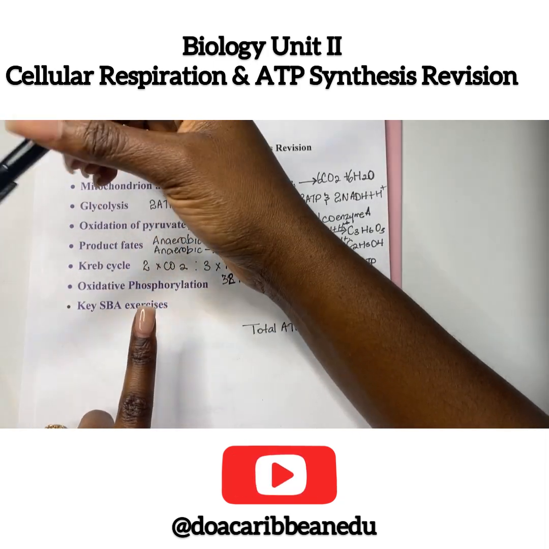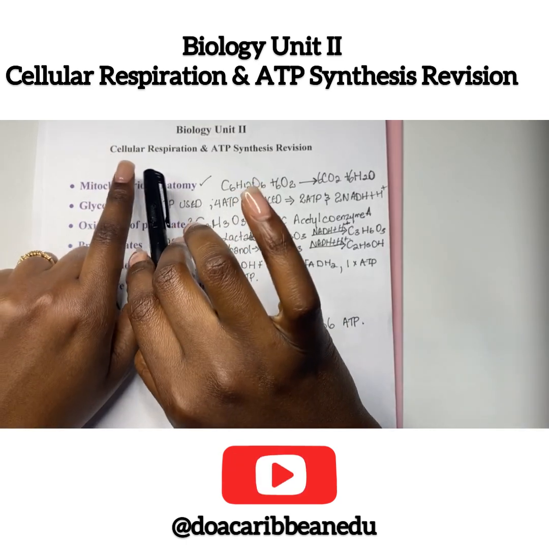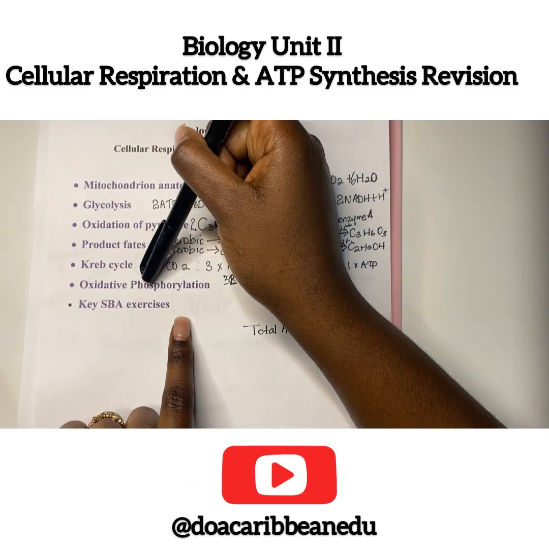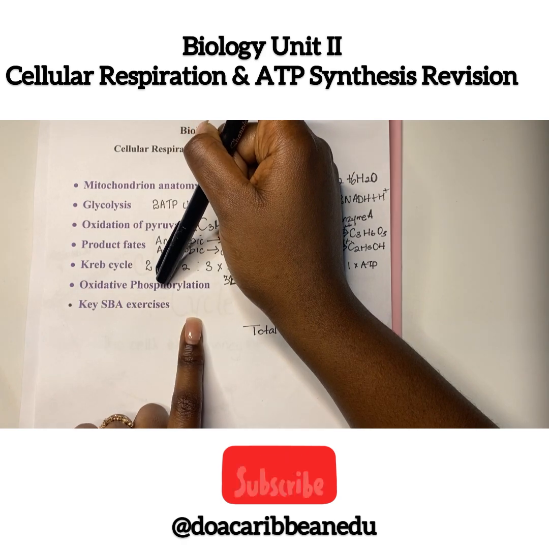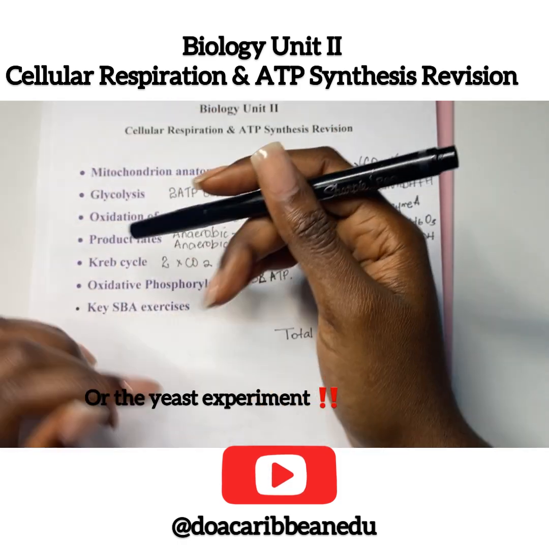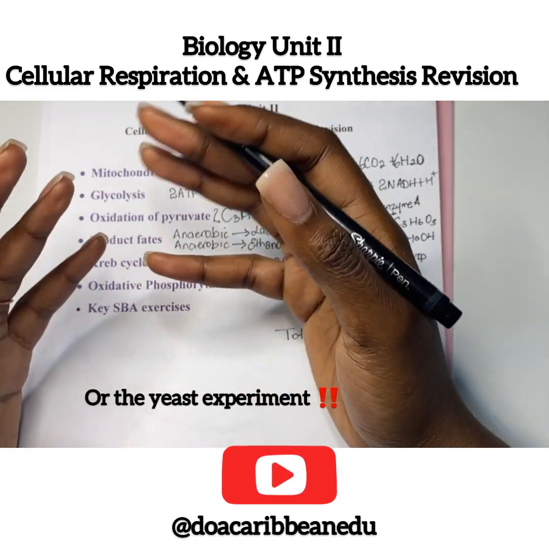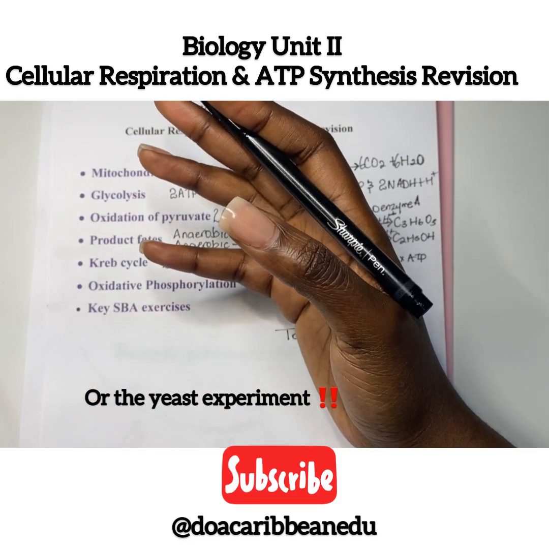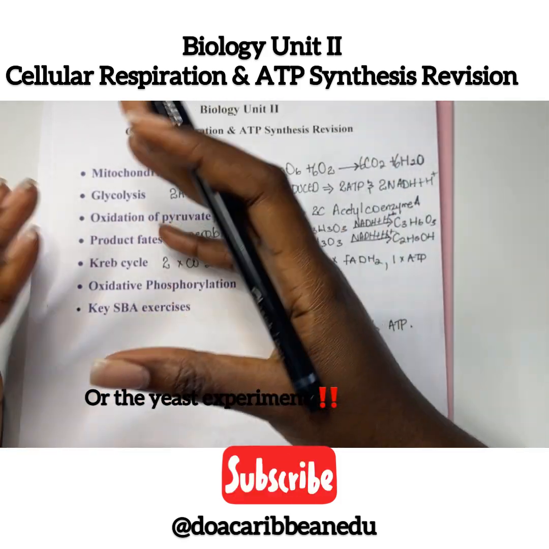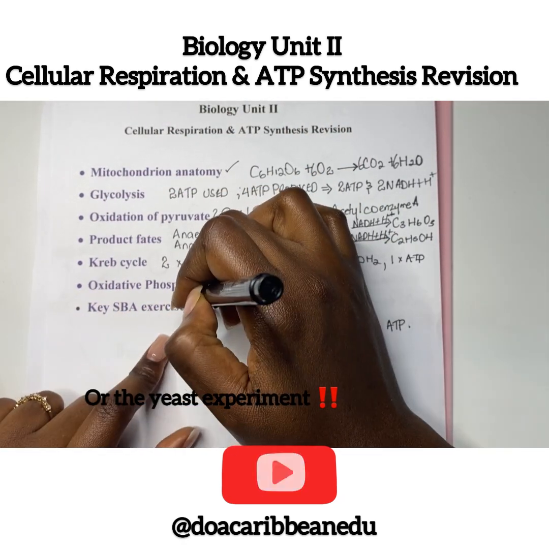Then lastly, you need to revisit your key SBA exercises during the course for cellular respiration and ATP synthesis, using the respirator experiment for the germinating seeds, as well as the use of the respirometer, right? Those are 2 key SBA exercises that you need to revisit in the case of you getting them to assess in the paper 2, whether you're going to draw a graph or you're going to interpret results. That would be some good practice there to revisit the exercise.